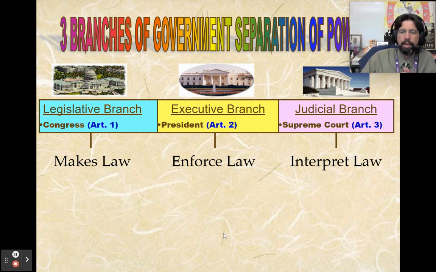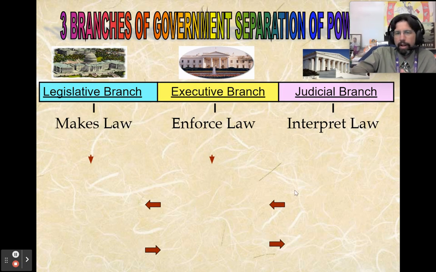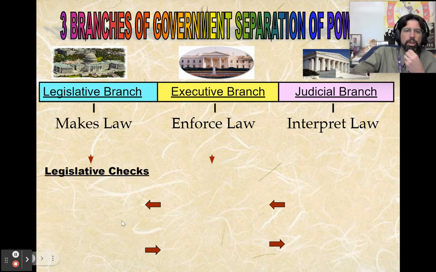This is what these groups are allowed to do, and they check and balance each other. Okay. So you're going to have these kind of like arrows. This is how they impact each other. So let's start with the legislative checks on the executive, Congress's checks on the president.